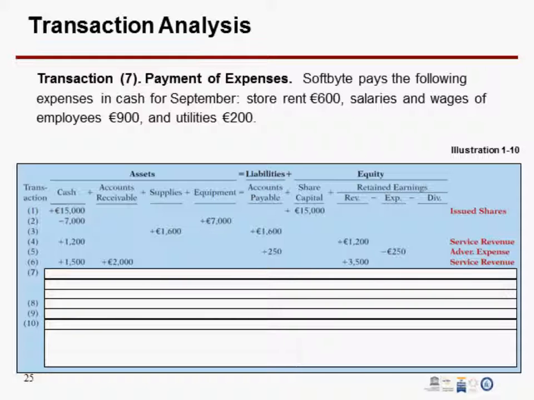transaction 7, payment of expenses. SoftBite pays the following expenses in cash for September: store rent €600, salary and wages of employees €900, and utilities €200. Because they paid cash, cash, which is an asset, decreased by how much is it? 900, 650, 1,700. And all the expenses in equity decreased by 1,700.